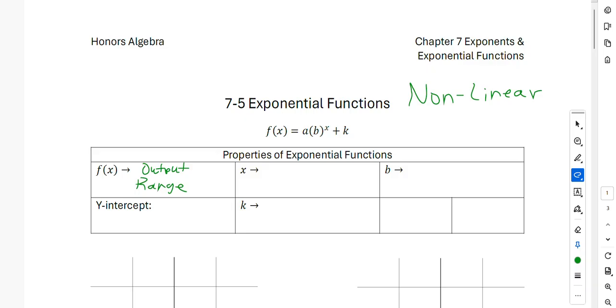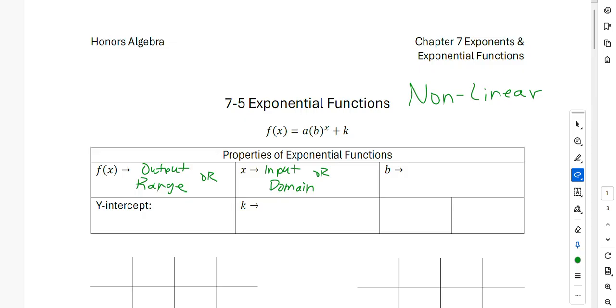So if f of x is the output or the range, what is the x value? What would we call the x? If f of x is the output, the x is the input, because that's what we plug into the function. And then what's the corresponding word with range? Domain. With the functions that we see the rest of the year, the domain and the range change. With a linear function, it's all real numbers. You can plug anything in, you can get anything out.